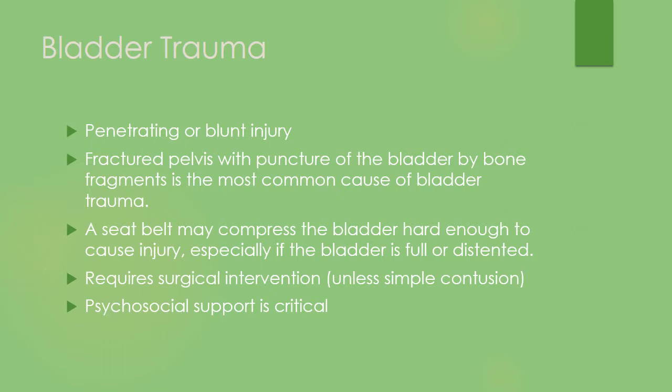Okay, let's discuss bladder trauma. This can be a penetrating or a blunt injury. It can be caused from a fractured pelvis with puncture of the bladder by bone fragments. This is the most common cause of bladder trauma. A seat belt can compress the bladder hard enough to cause injury, especially if the bladder is full or distended. It requires surgical intervention unless it's just a simple contusion. And then the patient is also going to need psychosocial support. This is very critical.